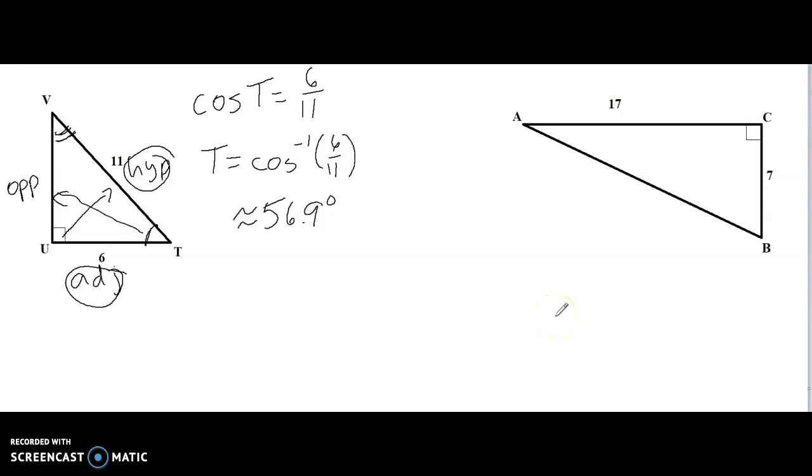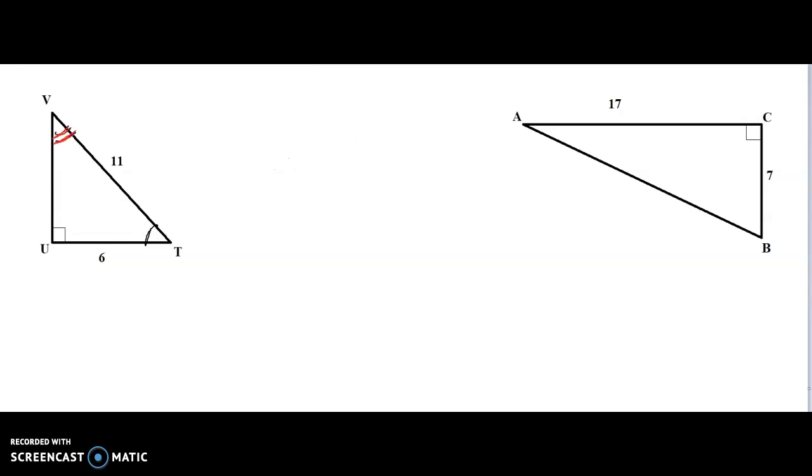Now, I can use angle sum here to find angle V. In other words, I could find the measure of angle V by adding angle U and angle T together and subtracting from 180. But we're going to do it a slightly different way. We're going to do it through trigonometry as well. So we're going to find angle V by using trig too. The first thing I have to do is rename my sides. This is my opposite side.